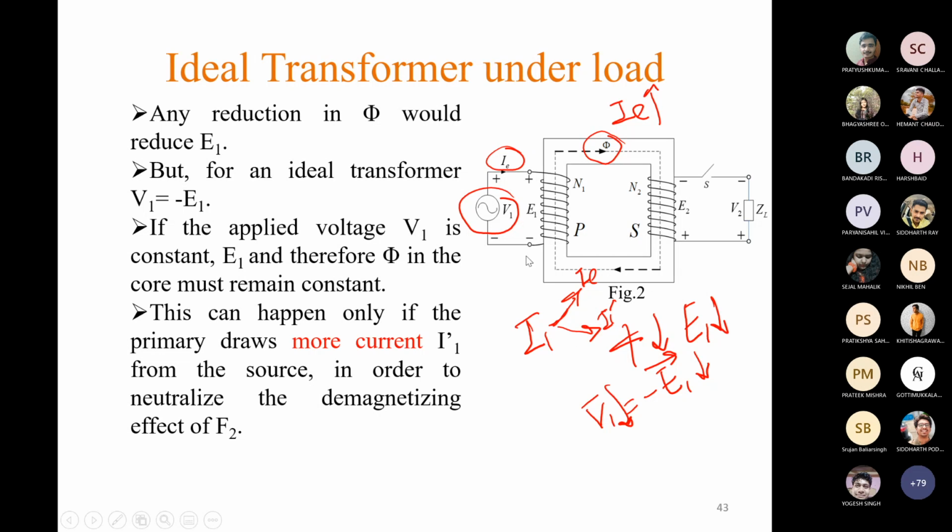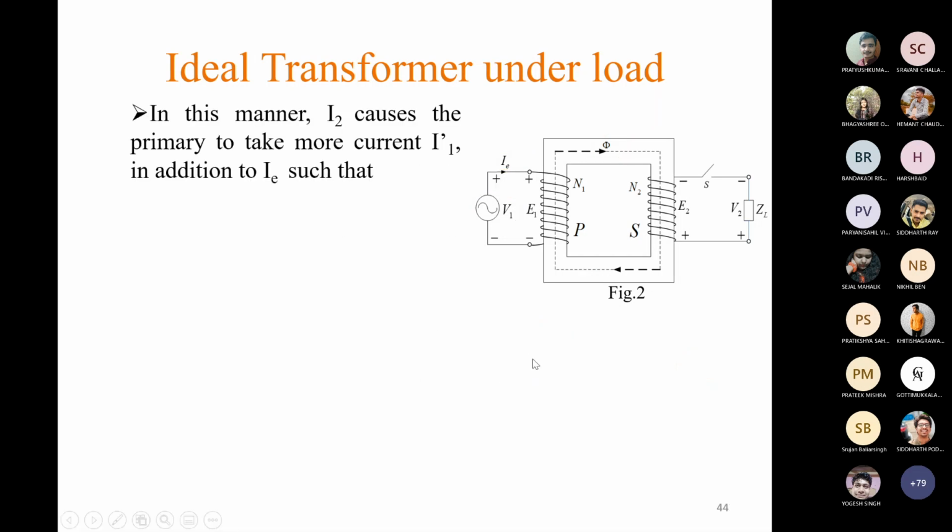Therefore, now we have two components of primary current. One is I1 dash, another is IE, and this I1 dash will produce its own MMF, that is I1 dash N1, which is equal to I2 N2, that is F2. Okay, so I1 dash N1 and I2 N2, these two components will nullify each other. Therefore, the rest of the current, that is the exciting current, will produce a fixed value of magnetic flux phi.